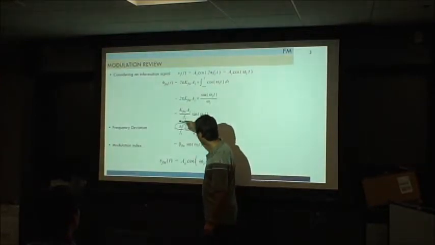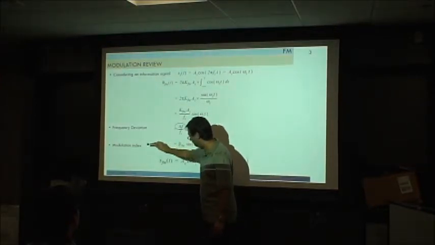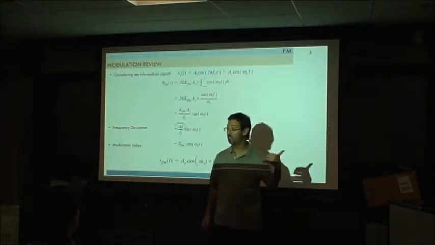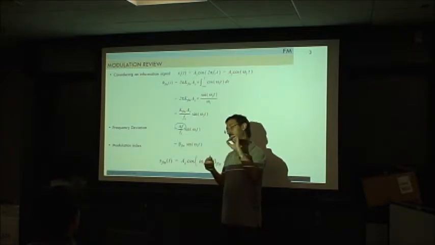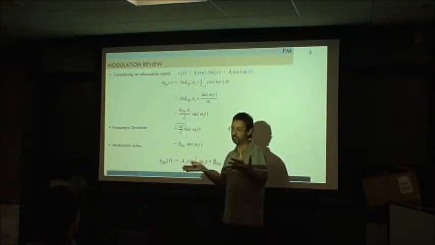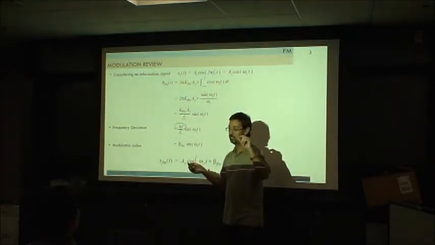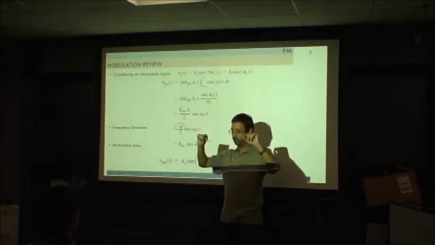All of this relation is what is called, similar to AM, the modulation index. In AM we have the modulation index. Remember what the modulation index was in AM: if we change the modulation index, it will change how the envelope will move.